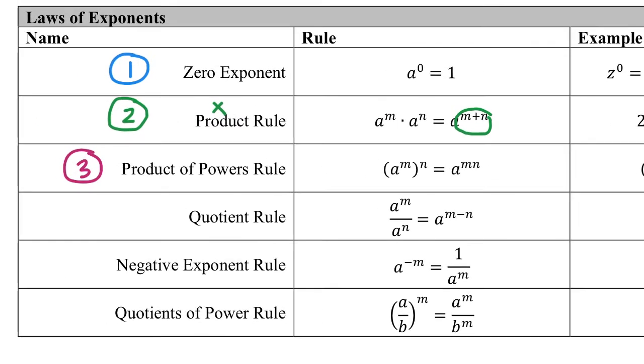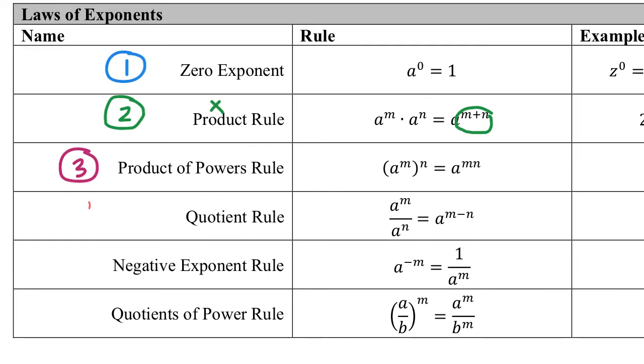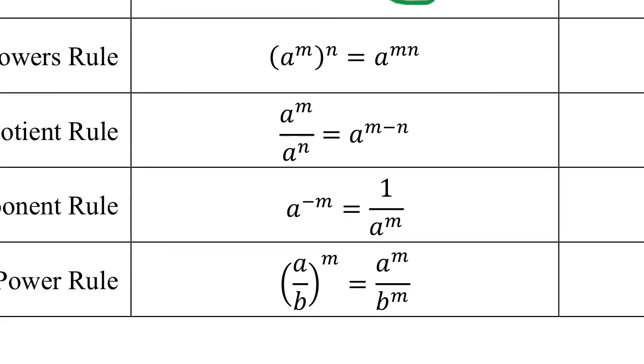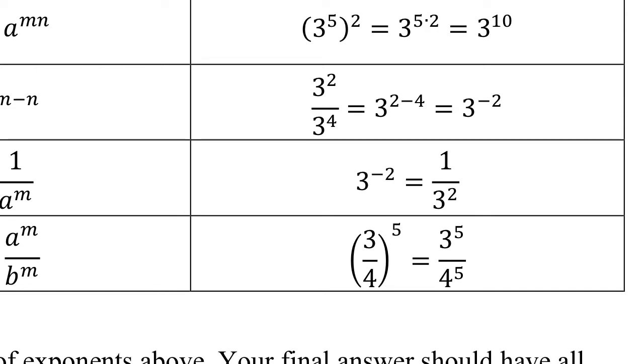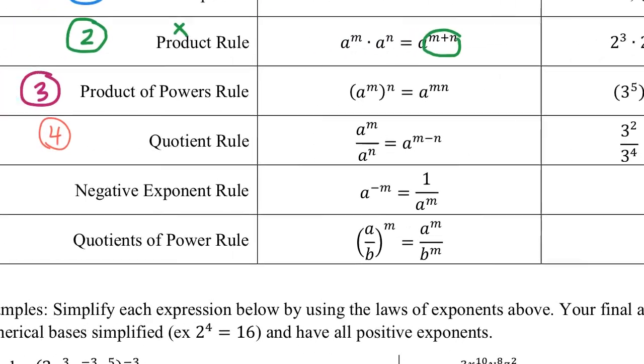Then we have the quotient rule, which I will go ahead and label number 4. Quotient means division. So if you have two bases divided, a to the m divided by a to the n, that means you're going to subtract the exponents. Numerator minus denominator. Here's our tiny example. 3 squared over 3 to the 4th equals 3 to the 2 minus 4. 2 on top, then minus the 4 on the denominator, and then 2 minus 4 makes a negative 2. Now we don't like to leave negative exponents as negative exponents, and that's where our next rule comes in.